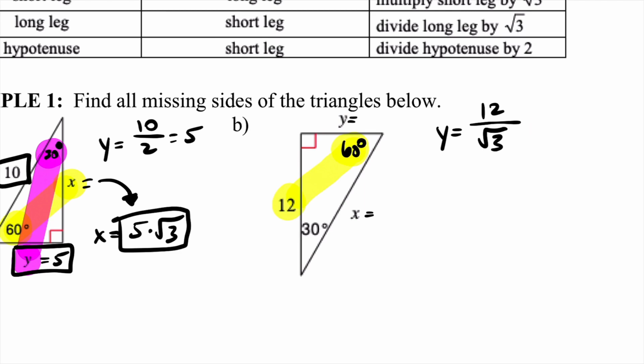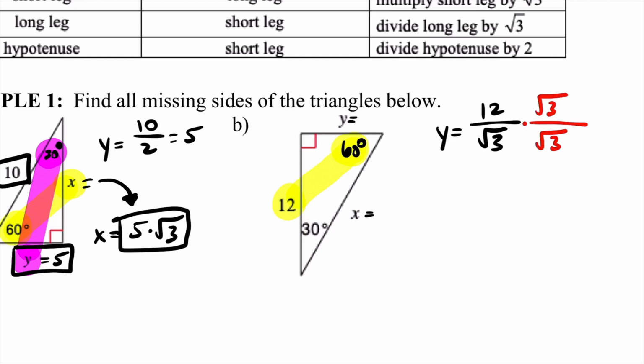Now, if I were to put that answer, 12 divided by the square root of 3, into Delta Math, you guys have done that before, it would say wrong. Why would it say wrong? The rule for a square root at the bottom is that I have to multiply top and bottom by whatever is causing the issue on the bottom, which is the square root of 3.